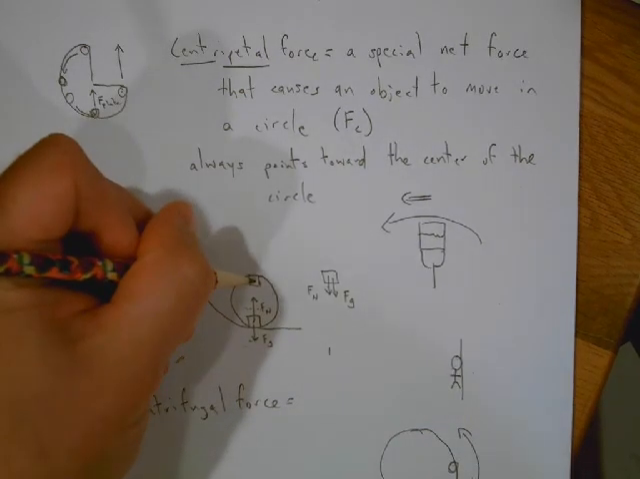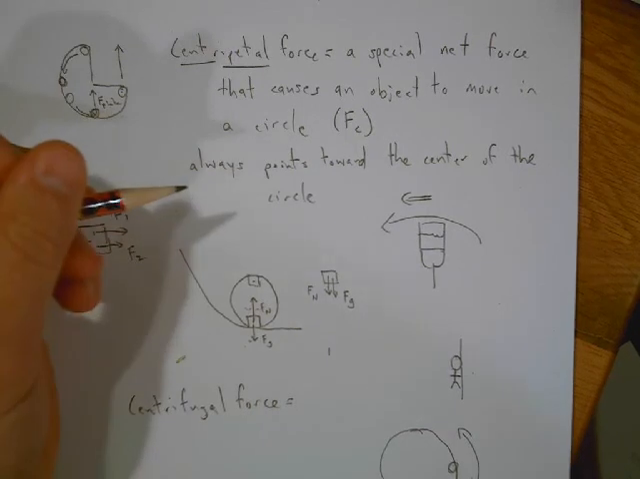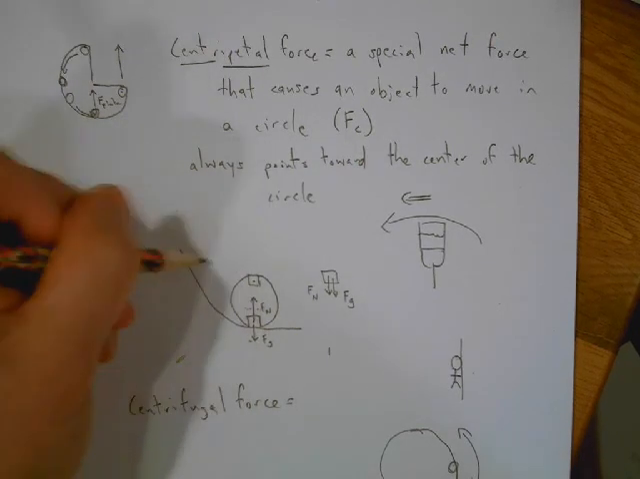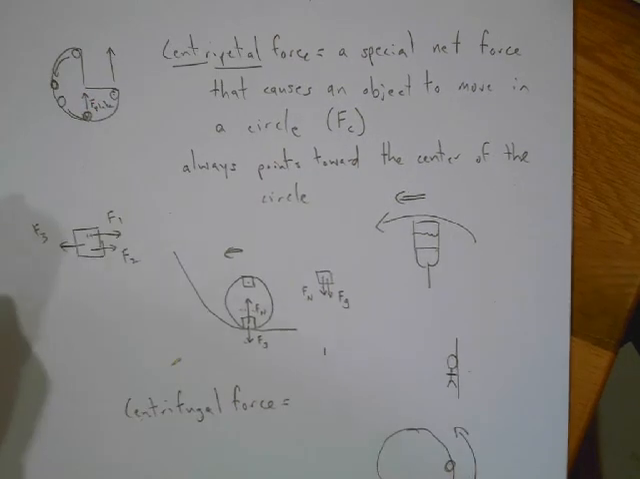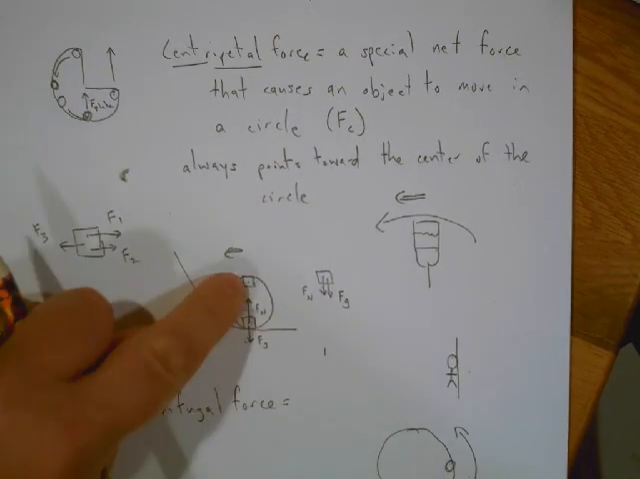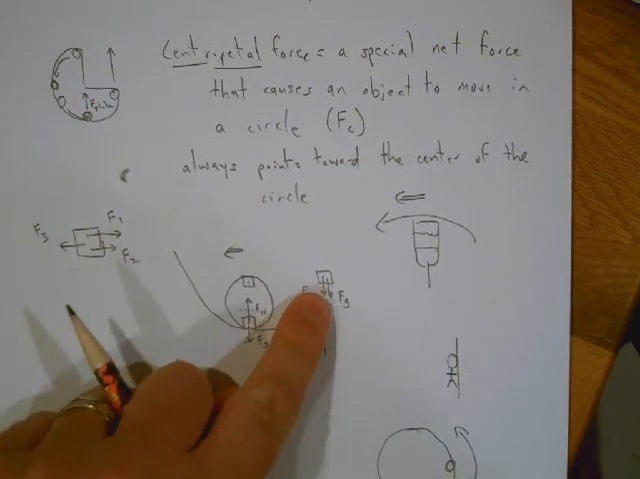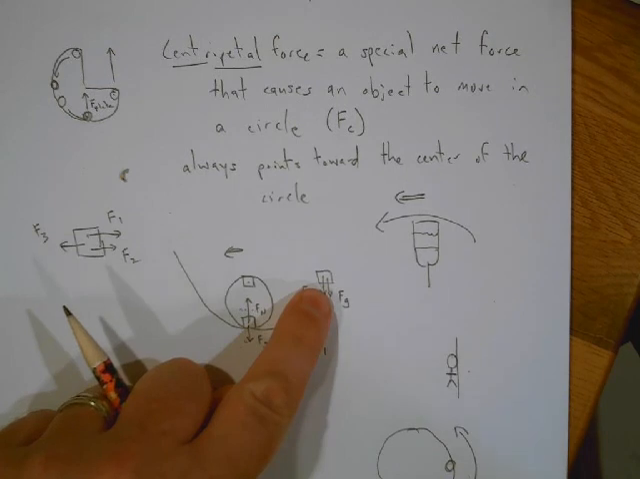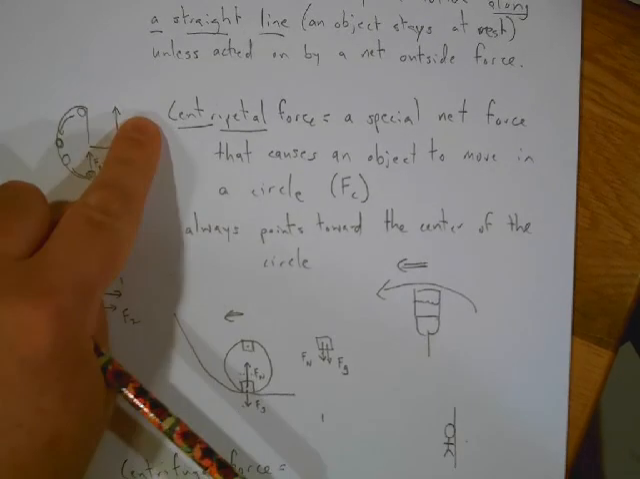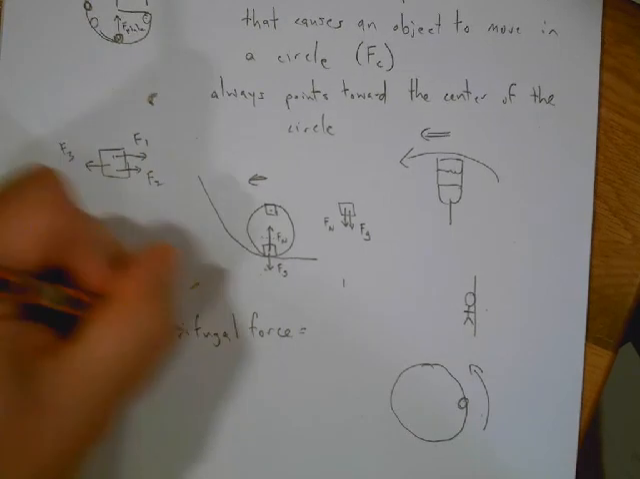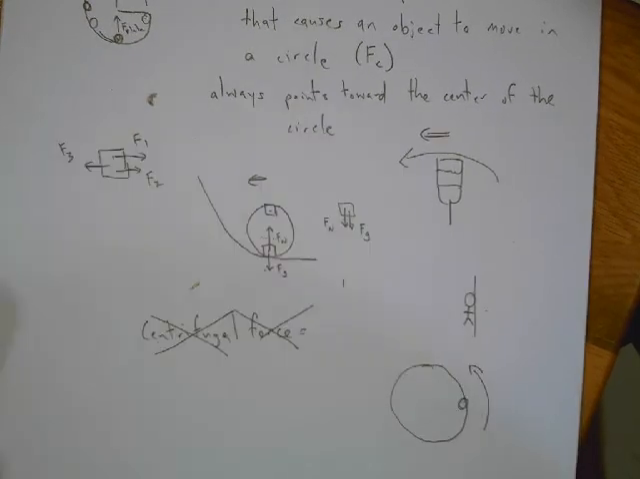Same thing here. The Matchbox car stays in the circle here. Why? Because it's moving, and it's trying to go in a straight line. In this case, if it's going around, it would try to be moving that way. But because the track is getting in the way, and gravity is also helping it, it's going to move in a circle. So centripetal, yay.